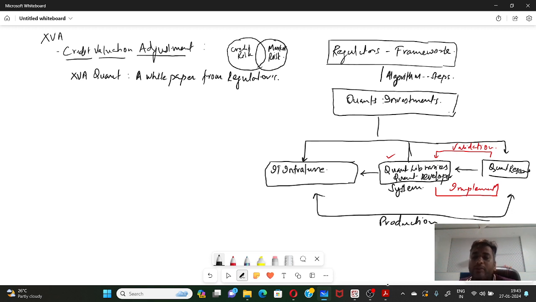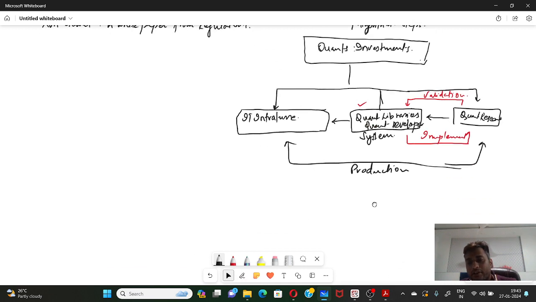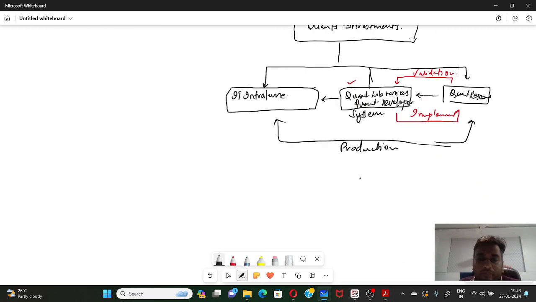Okay, and on a daily basis, it is governed in parallel by the model governance team. So model governance will govern everything from here to here, right? So here what we have is the development of a new system. This is development of a new system.